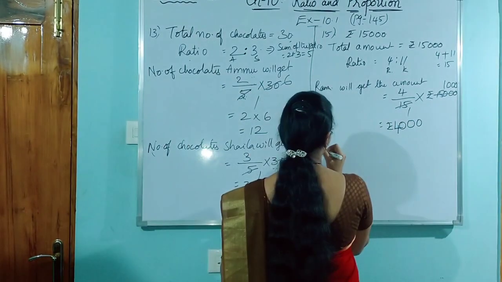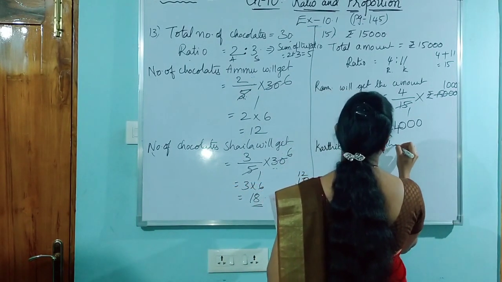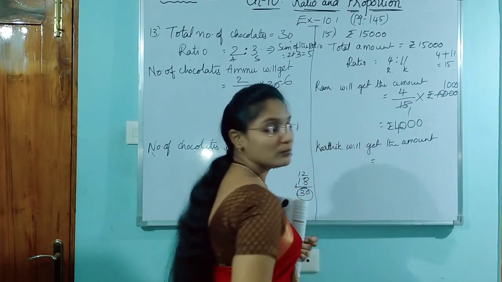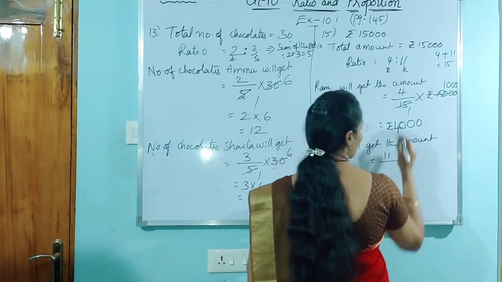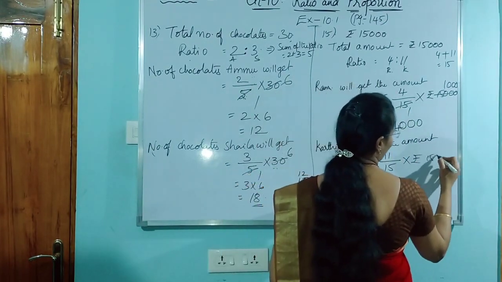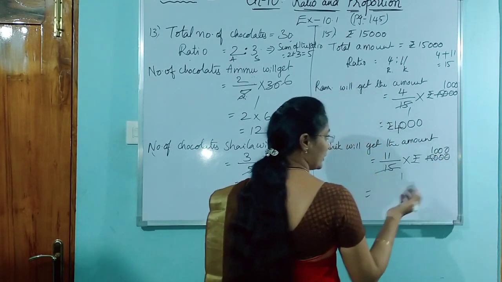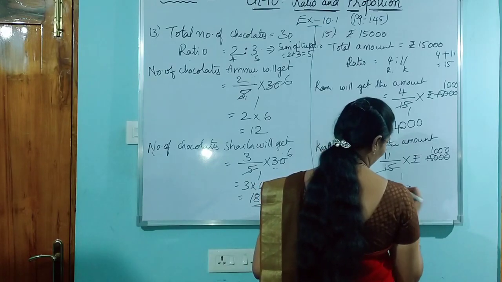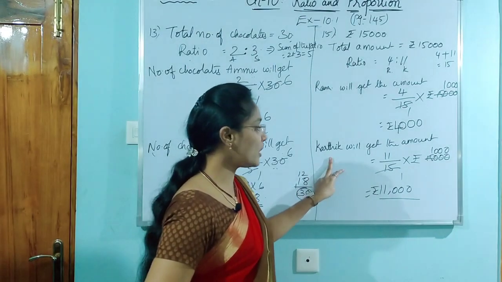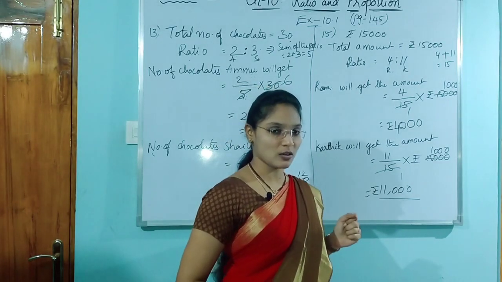Now Kartik. Kartik will get the amount. So Kartik's term in the ratio, which is 11 by sum of the terms 15, into the amount 15,000 rupees. 15 ones are 15, 15 into 1000, 15,000. So 11 into 1000, 11,000 rupees is the amount Kartik will get. Okay. So if I add these two, I will get 15,000. So my answer is correct. Like this you can cross check, children.